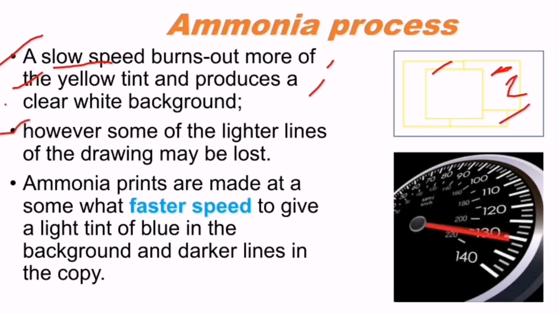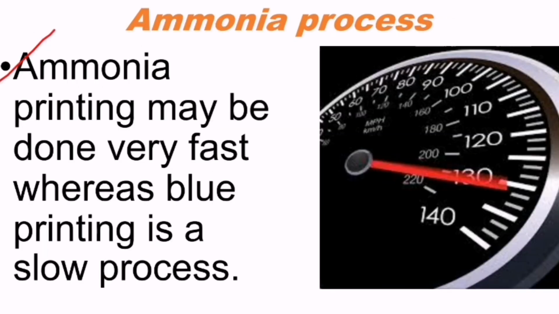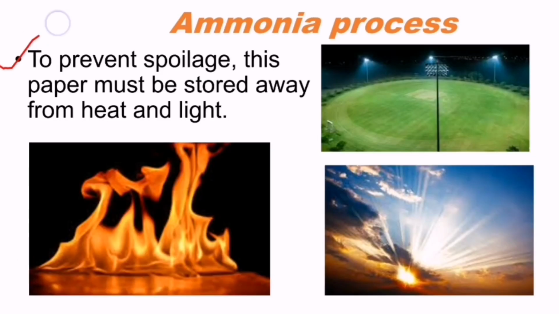However, some of the lighter lines of the drawing may be lost. So ammonia prints are made at a somewhat faster speed to give a light tint of blue in the background and darker lines in the copy. So a faster speed is required in this ammonia process. Ammonia printing may be done very fast, whereas blueprinting is a slow process. Ammonia printing is the fastest process. To prevent spoilage, this paper must be stored away from heat and light. So ammonia paper should be kept away from heat and light.